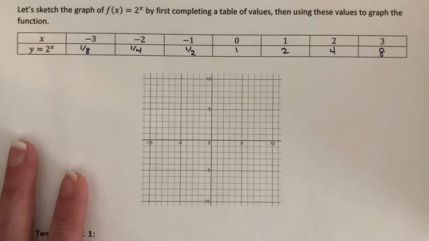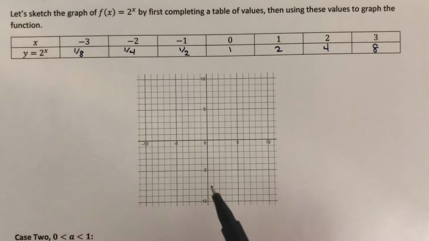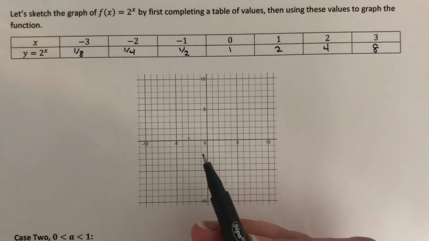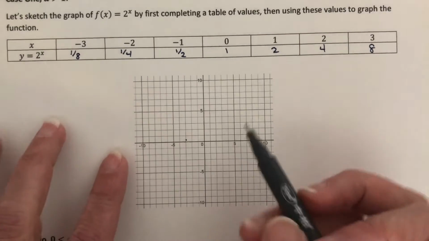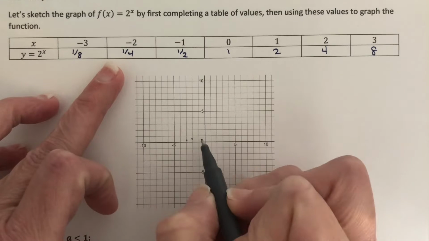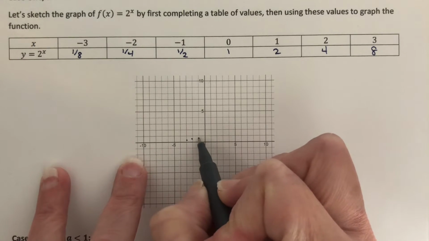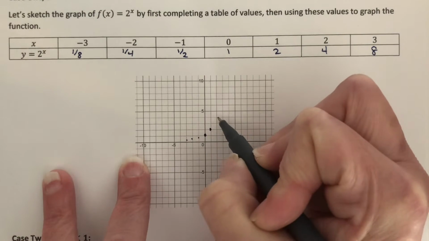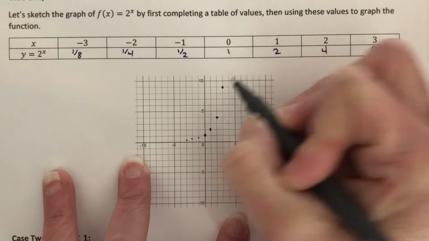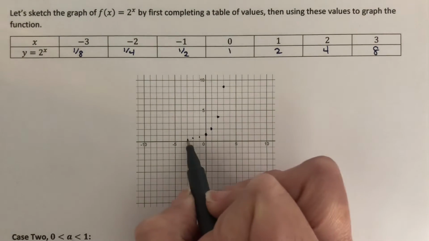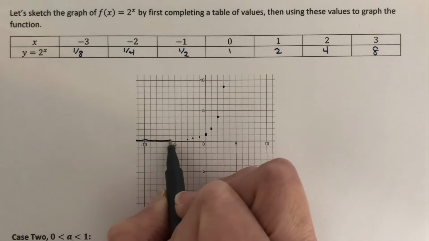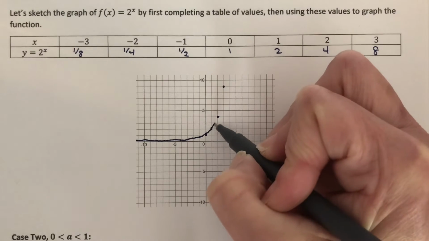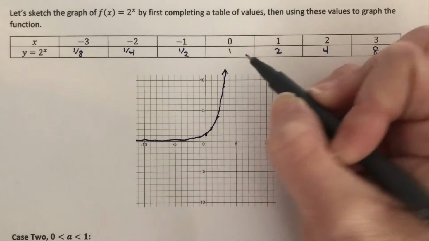So let's plot these. If I go to -3, 1/8, that's just barely above my x-axis there. -2, 1/4, it's just slightly higher, and I overestimated that a little bit. Anyway, even though I got those a little bit off here, basically your graph hugs the x-axis and then shoots up dramatically.